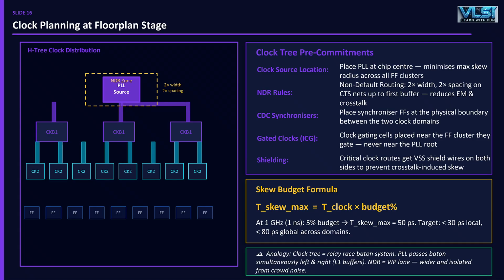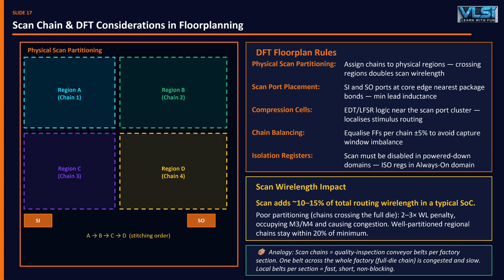First decision, where do you place the clock source? Usually a PLL, ideally near the center. Why? Because distance to all regions becomes balanced. That reduces skew. Now clock wires are special. They are wider, they are spaced more, sometimes even shielded with ground lines. Why? Because clock is sensitive to noise. Then clock gating cells. These reduce power by turning off clock to unused regions, but they must be placed near the logic they control, not near the source. So here's the insight. Clock planning starts in floor planning, not later. If you ignore it here, timing closure becomes painful.